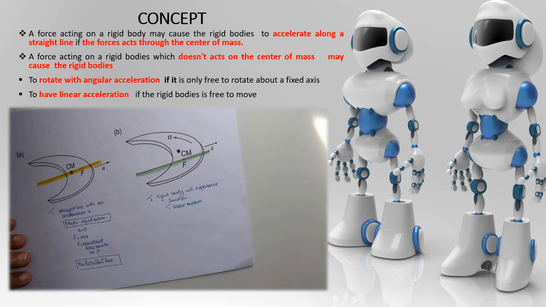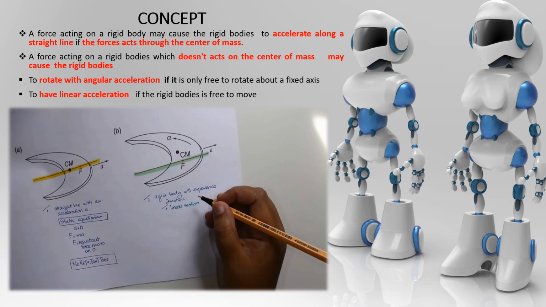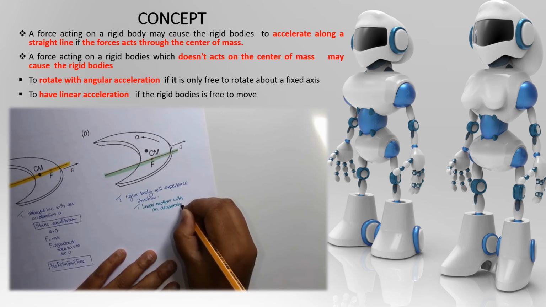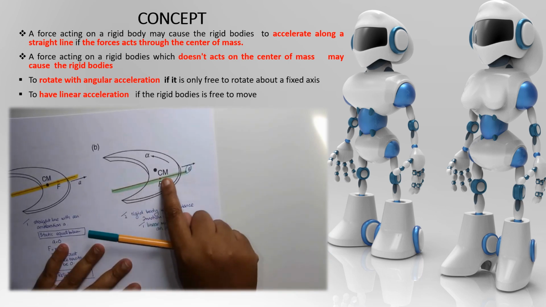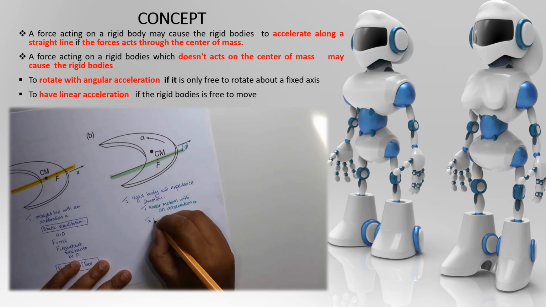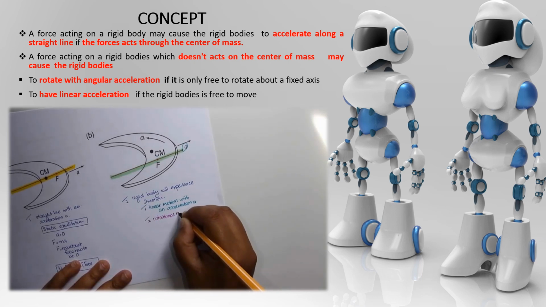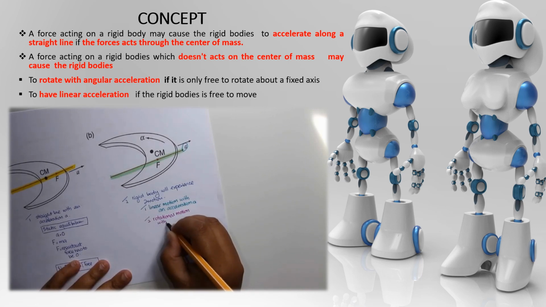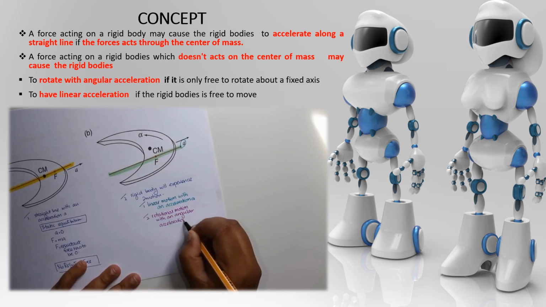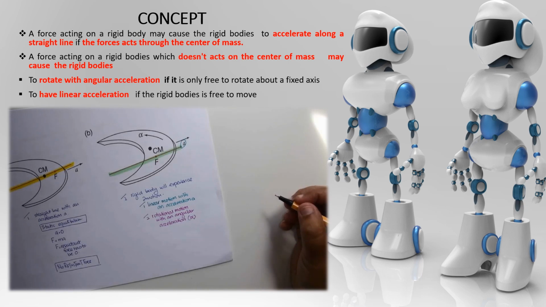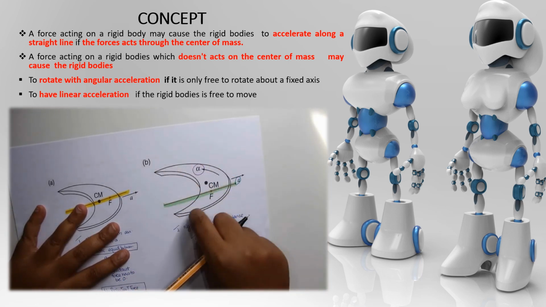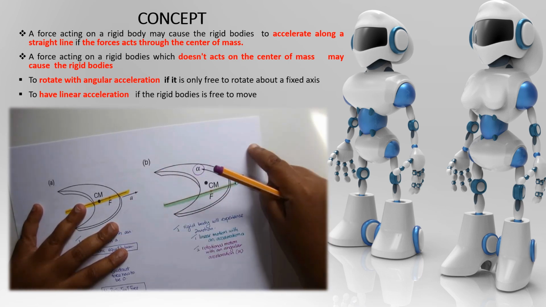The object will experience two motions. One is linear motion with an acceleration a. That means the object will move in a straight line with an acceleration a. The next one is rotational motion with an angular acceleration. The symbol for angular acceleration is alpha. So the object will also move in a rotational motion, and it will go in a straight line like this. You see, the object will rotate and move in a straight line.